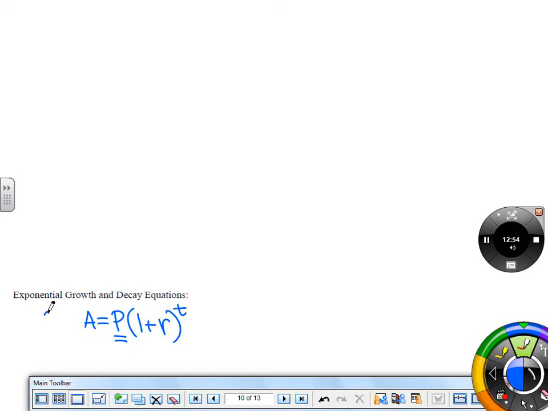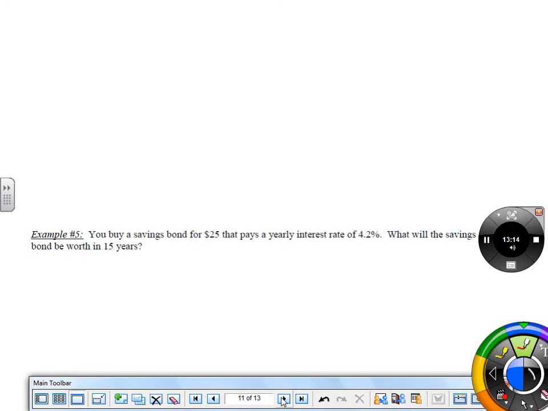Now, this would be for growth, because notice you're increasing it by a rate every year. If we were going to practice this in a situation where the value of something decays, we would still use the same equation, but we would be subtracting the rate yearly to show that it's decreasing in value. So using those equations, notice it says, okay, you buy a savings bond for $25. It pays a yearly interest rate of 4.2%. So that's important because that's the rate. And as a decimal, that would look like this. And then it says, what will the savings bond be worth in 15 years?